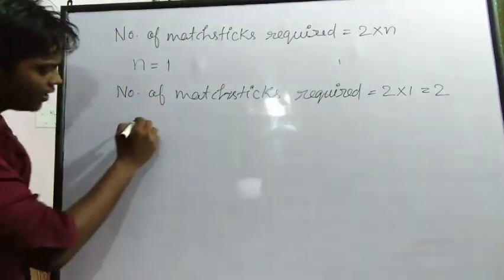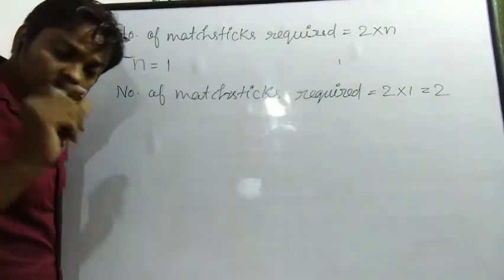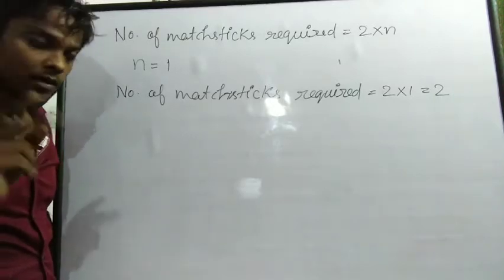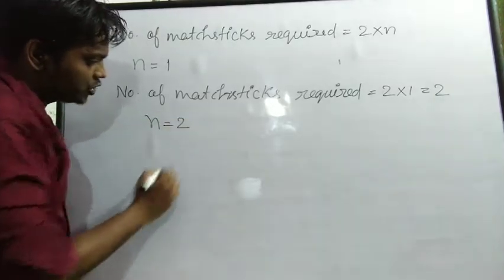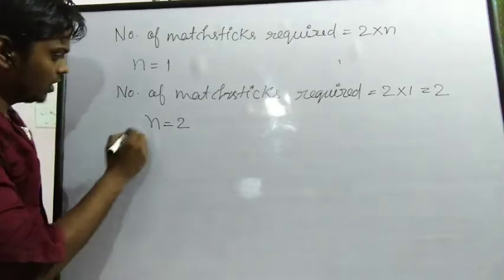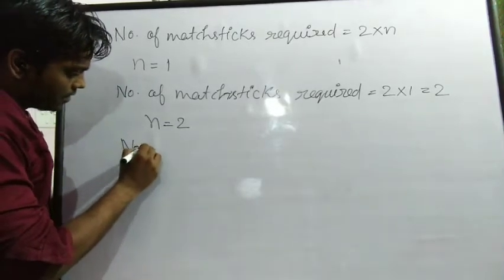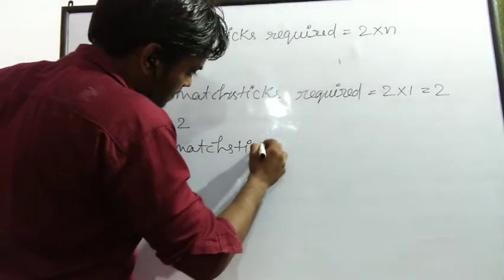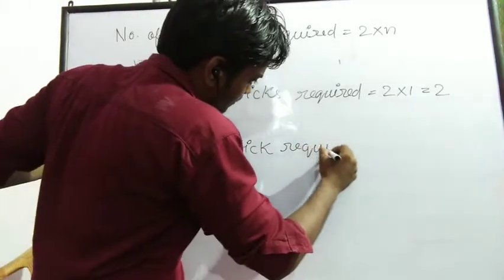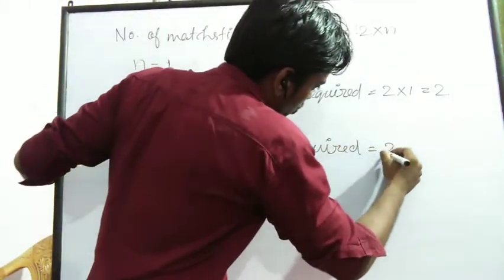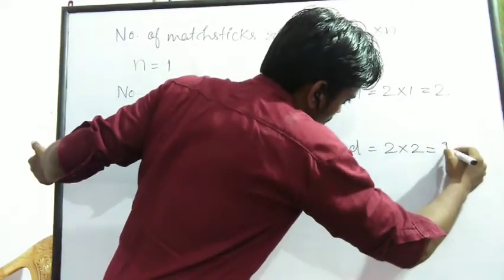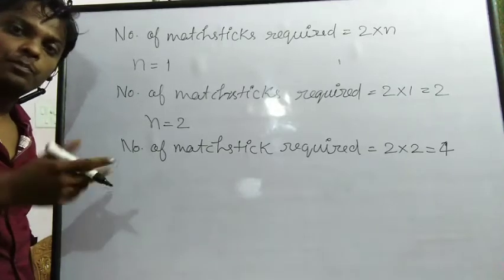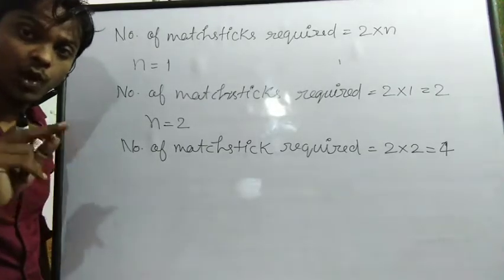Now, if we want to know how many sticks are required in the formation of 2 L, n is equal to 2. So it will become number of matchsticks required is equal to 2 multiplied by 2, which is equal to 4. The same number which we have counted previously in the formation of 2 L.